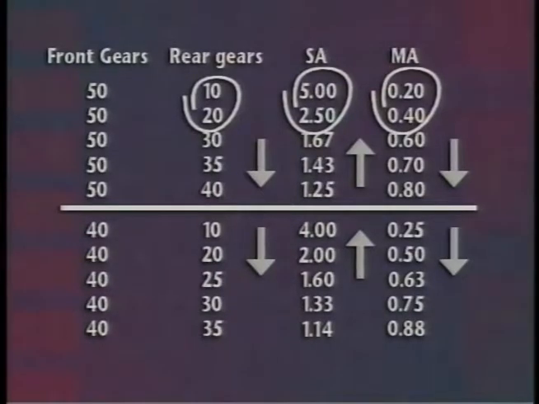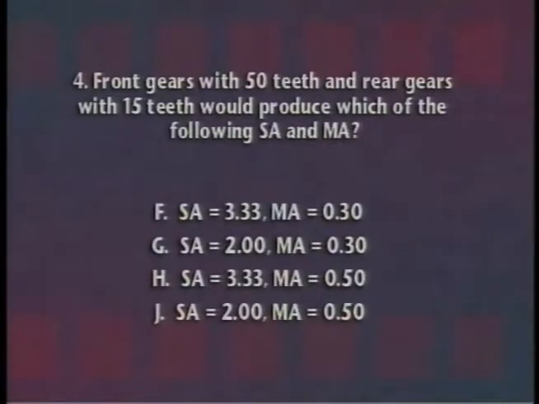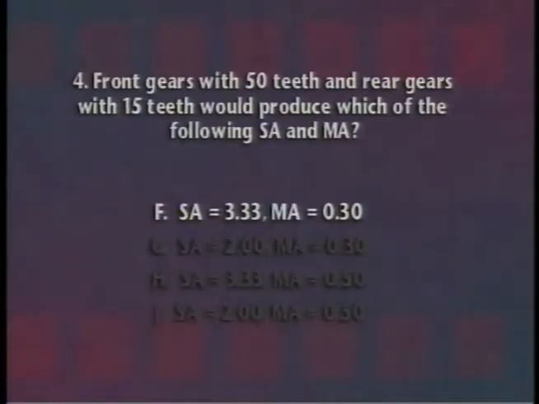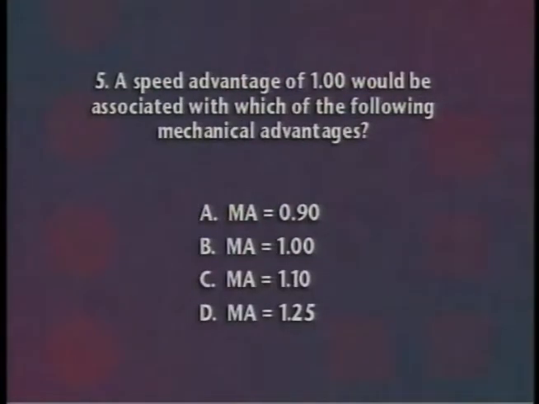Let's look at our answers. The SA has to be between 5 and 2.5, which are options F and H. The MA has to be between 0.2 and 0.4. This narrows it down to option F, which is our answer. A speed advantage of 1.00 would be associated with which of the following mechanical advantages?